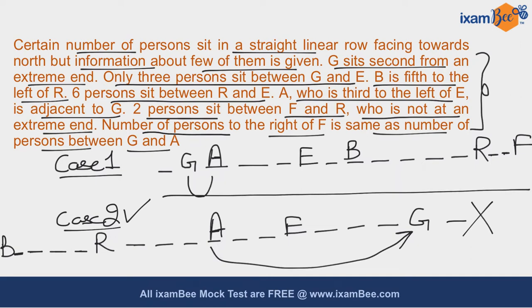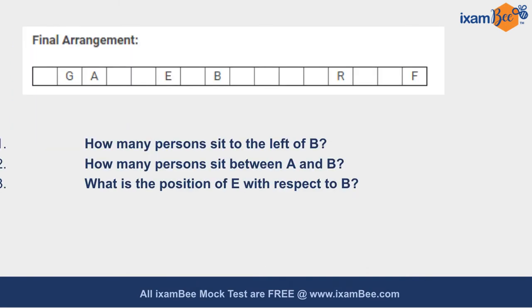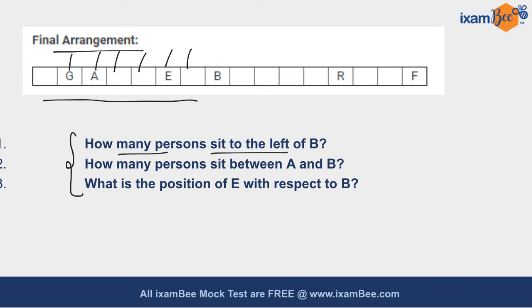On the basis of this arrangement, you have to answer some questions. Let us discuss those questions. Now, this is your final arrangement. Based on your final arrangement, you have to answer these questions. So your first question says, how many persons sit to the left of B? So you can count the number of persons to the left of B. Clearly, there are 7 slots over here. So the answer for this particular question is 7.